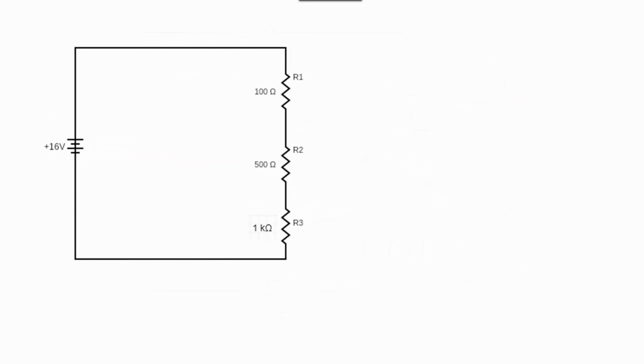Now let's see if we arrive at the same values using Ohm's law as we did with the meter. We look at the same circuit, but we remove the meters for clarity. Remember, the total resistance in a series circuit is the sum of the individual resistors.